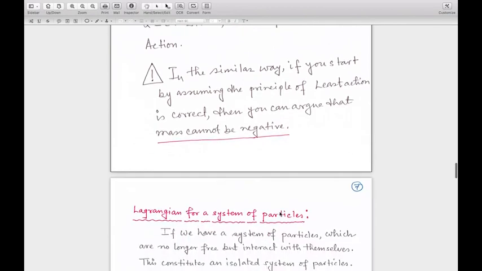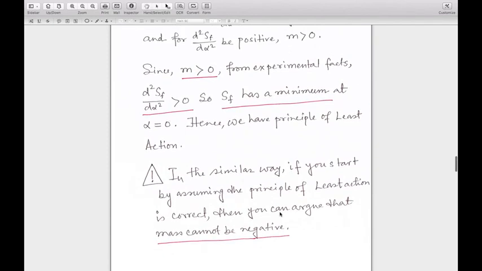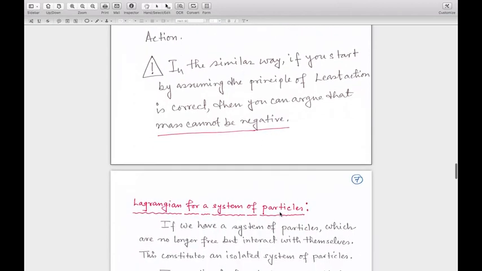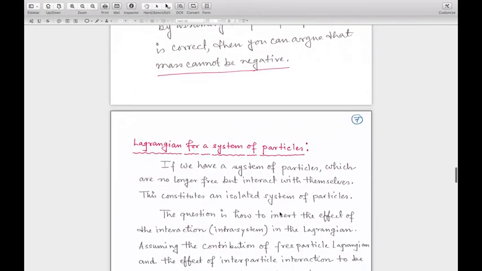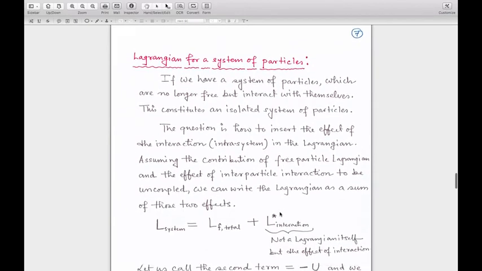So that's all about the Lagrangian of the free particle. Now in the second subpart of this lecture, I will talk about the Lagrangian for a system of particles which have non-zero interaction. Okay, thank you.